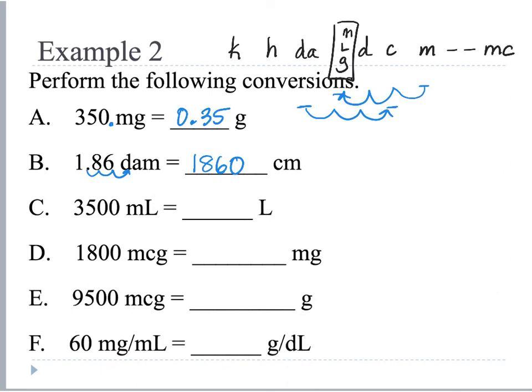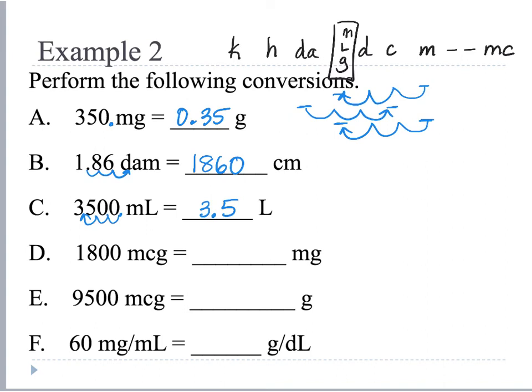Part C, 3,500 milliliters is how many liters? So milli is over here, liter is here. So I move my decimal 1, 2, 3 places to the left, so I get 3.5 liters. As I'm getting my answers here, I want to make sure that they make sense. I want to make sure that I moved in the right direction on the metric line. If I think of milliliters, they're smaller than liters, so it makes sense that it takes fewer liters to equal the number of milliliters.